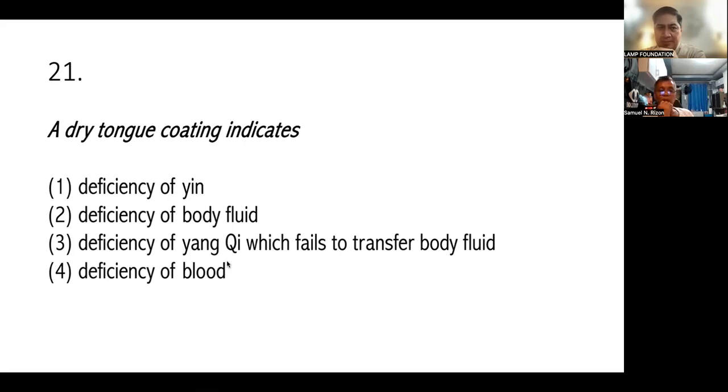Can you explain to us bakit dry ang tongue coating ng deficiency of yang qi, which fails to transfer body fluid? Kasi when you say dry tongue coating, definitely hindi siya moist, no? Yes, Doc. So, anong nangyari dito? Deficient yung yang qi. Di ba pag sinabi natin deficient ang yang qi, what do you expect the coating to be? Would it be dry or moist? Or do you have here a situation in which a moist tongue coating eventually turns to heat? Medyo nakakalito nga yun, Doc, kasi pag deficiency of yang qi, I think may pagka-moist to eh.